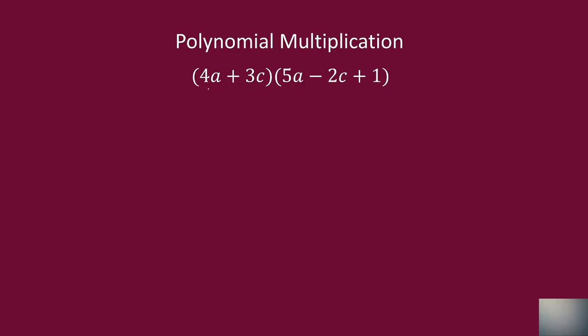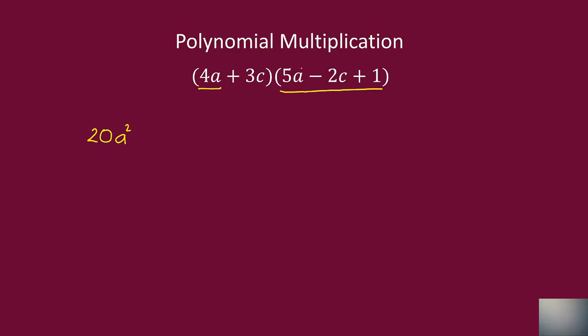So we need to make sure that our first term, in this case 4a, is multiplied times every term in our second polynomial. So let's start with our signs. First we have positive times positive, positive. 4 times 5, 20. A times a, a second power. Remember that we added our exponents, 1 and 1, we got 2.